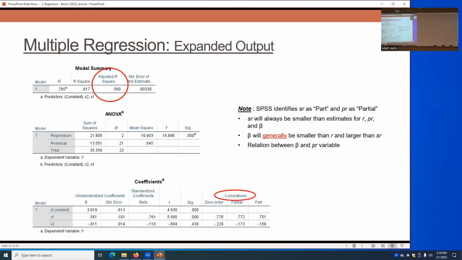Down here is where we have our coefficients. We have our unstandardized coefficients. What do our unstandardized coefficients tell us? What's the interpretation of our unstandardized coefficient here?